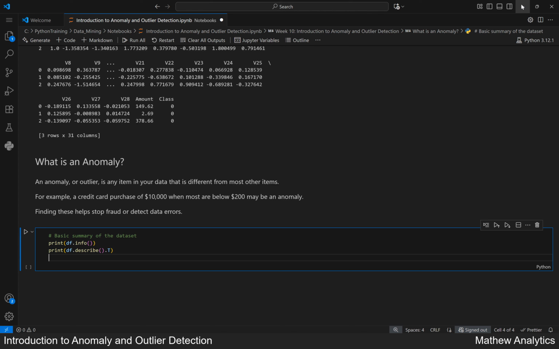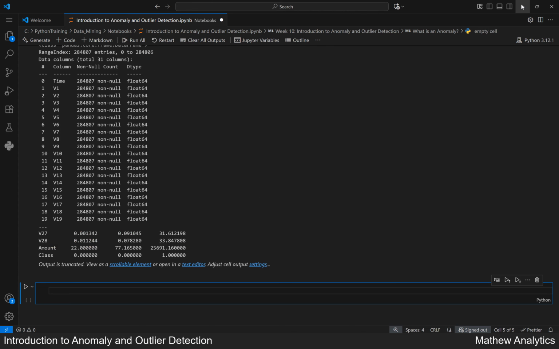Running the cell now. This output shows a basic summary of the dataset with 284,807 entries and 31 columns, all fully populated with no missing values. The .describe statistics help us understand the range and distribution of each variable, which is crucial for spotting anomalies, values that deviate significantly from the typical range or trend in these key columns. This foundational step sets the stage for identifying outliers by highlighting what normal looks like in the data. What columns do you think might help spot strange behavior?